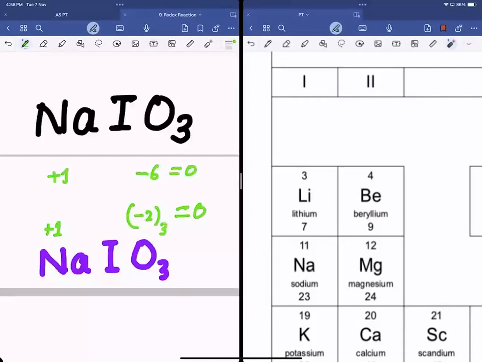It's +1. So what will be over here to make it 0? What number do we have to put in the middle? 6. There is a +1 as well. So what number do I have to put in the middle? -5. Are you sure? Isn't it going to be +5? +5 +1 makes it +6. +6 and -6 is 0. So the charge of iodine over here is +5.